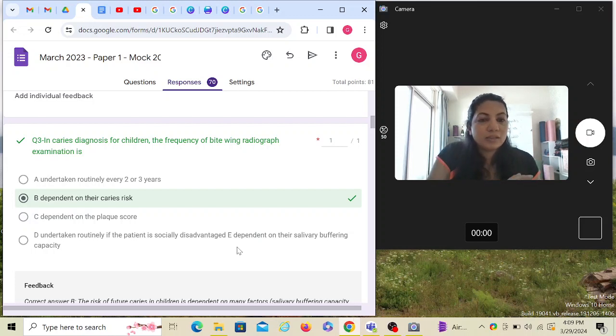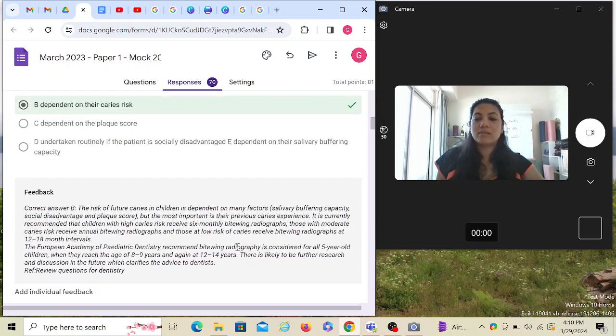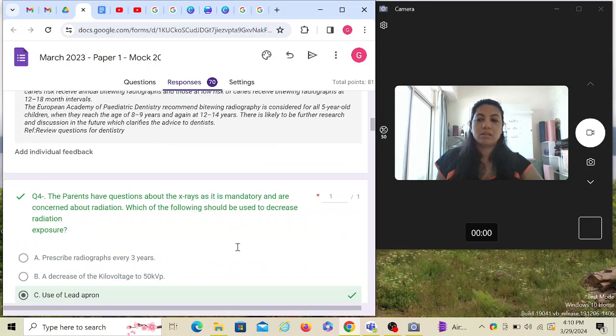See, if I see a child who has zero caries, then I might take it every 12 or 18 months. But if I see a child with multiple caries and every 4 or 6 months I see a new carious lesion developing, then probably I would be taking it every 6 months. So what determines my frequency of taking a bite-wing is the caries risk of the child. Straight as that. Guidelines have clearly mentioned when you are supposed to take the periapical and the bite-wing. You can pause the video, go through the explanation.